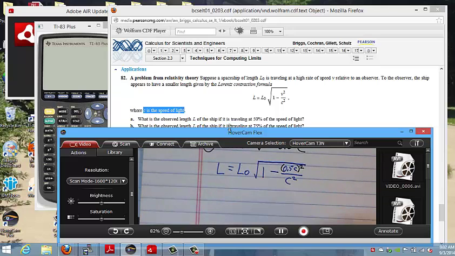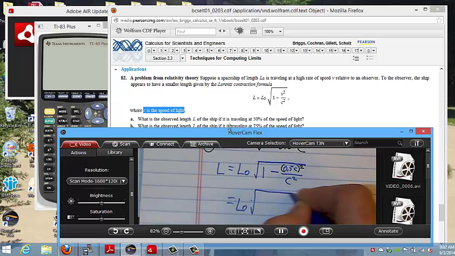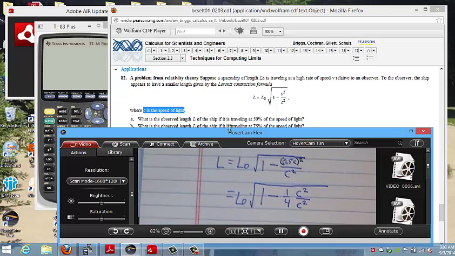And now if I simplify, I can write this as 1 minus, and this is just a half times a half, which is 1/4. And I have a c squared in the numerator, and I have a c squared in the denominator. Am I right? You guys with me? Okay. So what am I going to do next?